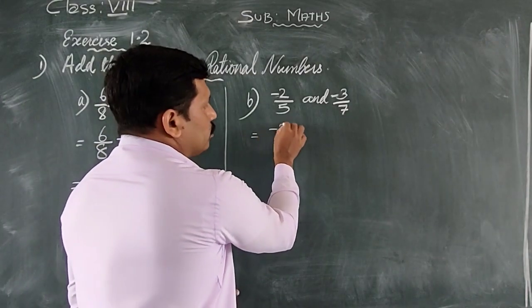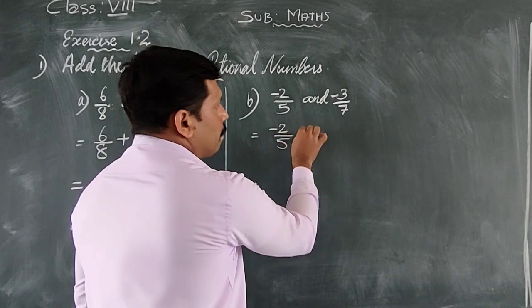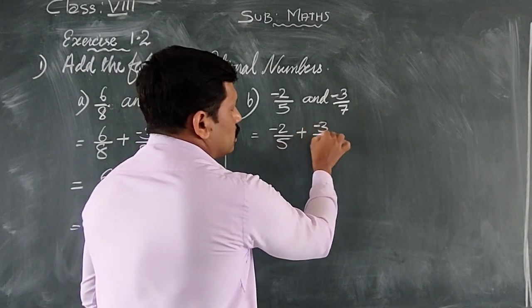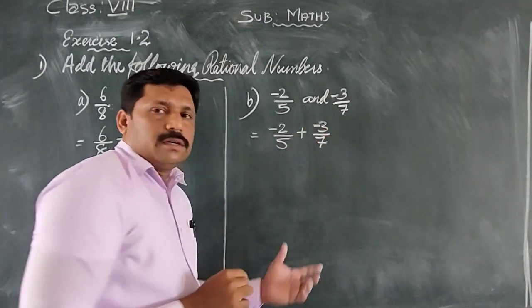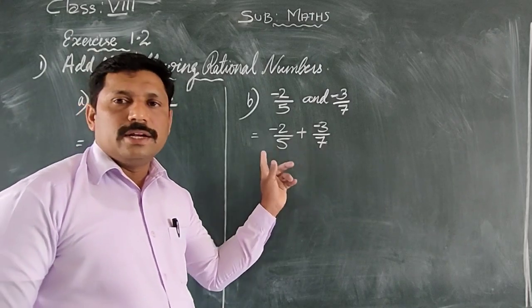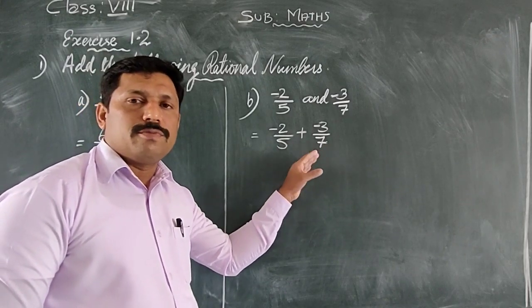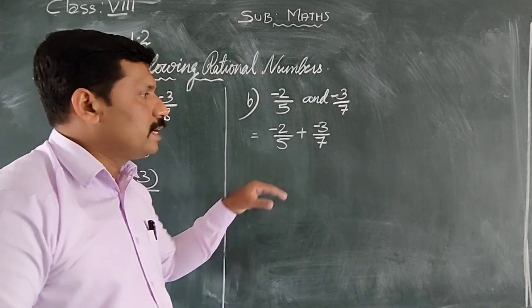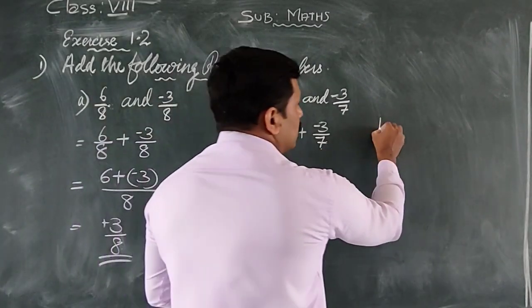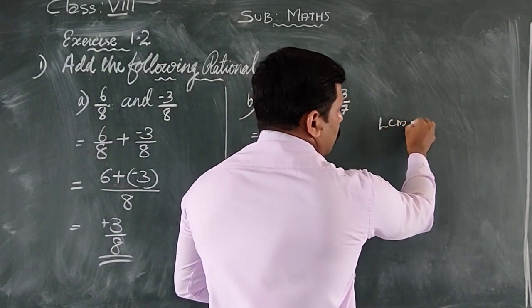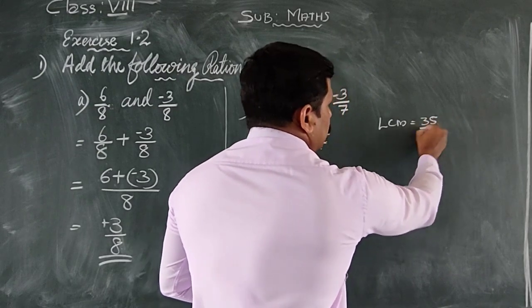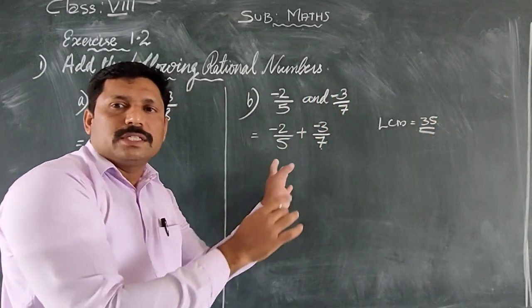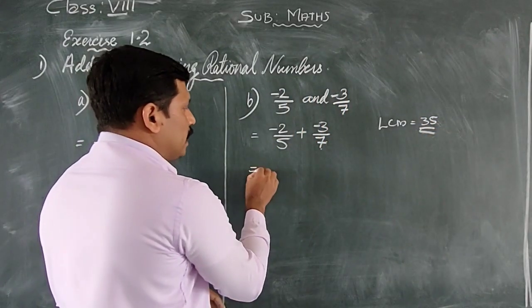Here, negative 2 upon 5 plus negative 3 upon 7. Okay, students, here you see the denominators are different. So we have to find out the LCM and make the denominators equal. LCM of 5 and 7 is 35. So we have to make both these denominators 35. So how to make it?